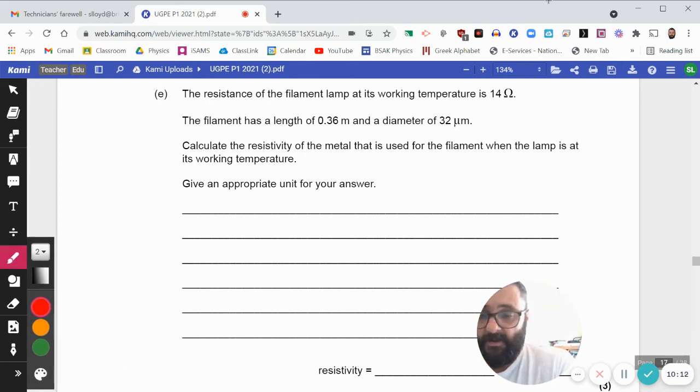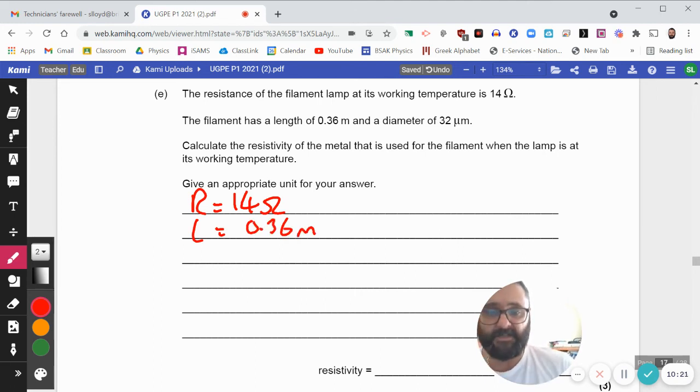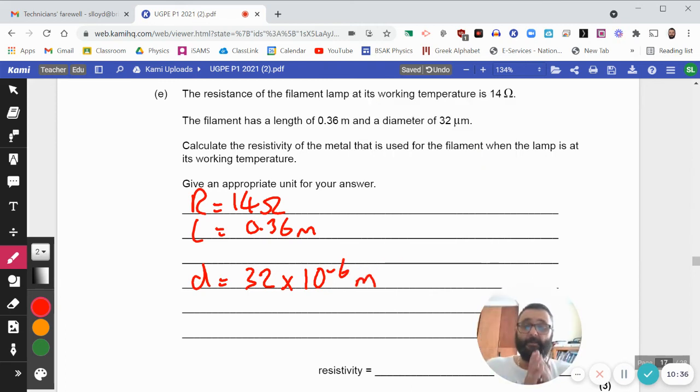Right, let's write down some, because there's a few measurements which are important here. Let's write down what we know. So the total resistance, 14 ohms. Okay, length, 0.36 meters. It's already in standard units. Right, we've got diameter is 32. Now it's micro. Micro's 10 to the minus 6. I'm just going to write down 10 to the minus 6 meters. I'm not even going to attempt to move the decimal place. I'm just going to leave it as 10 to the minus 6. That's still a number. Your calculator is more than happy to deal with it.